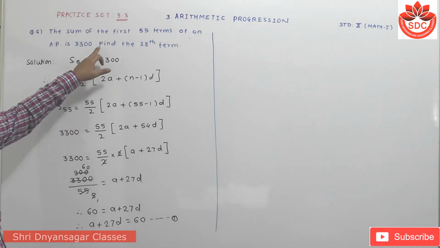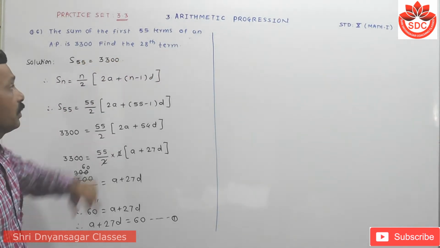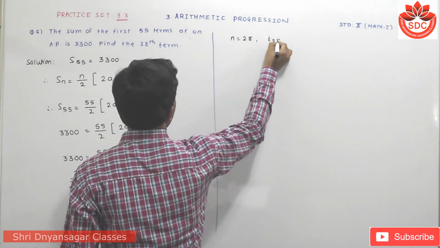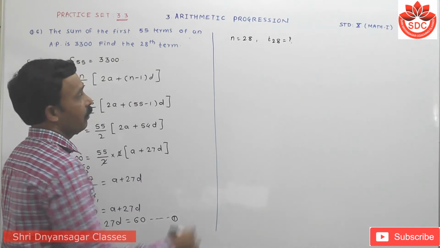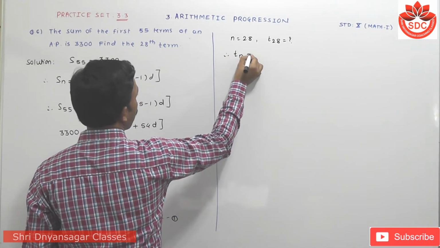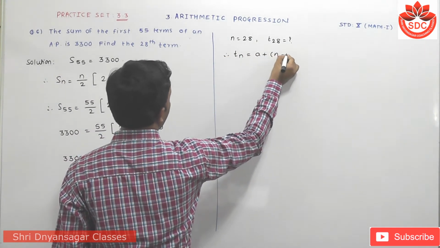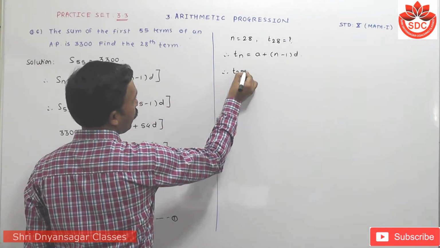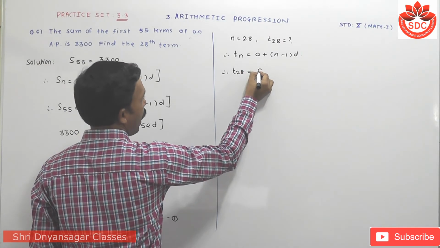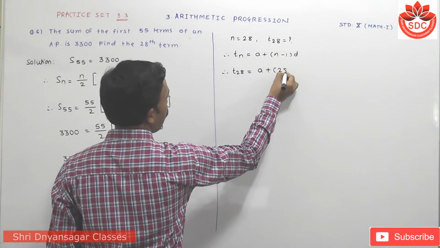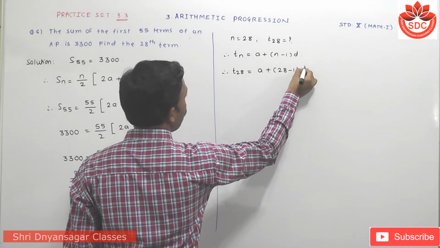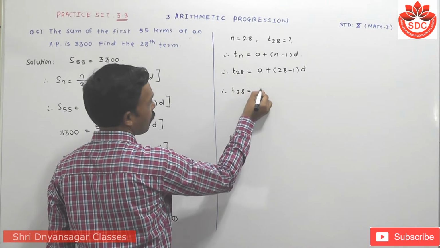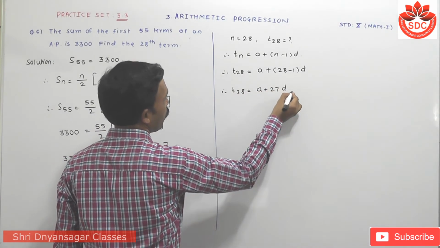Student, then we find the 28th term. So that means n is equal to 28. Find out t28 is equal to what? The formula for the nth term is a plus (n minus 1) into d. So we have to find the 28th term, meaning t28 is a as it is, plus (28 minus 1) into d. Student, this value becomes t28 is equal to a plus 27d.